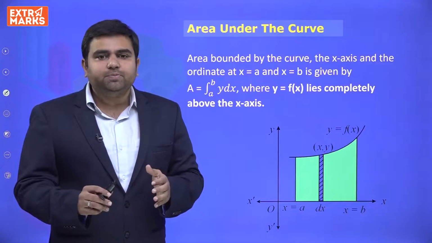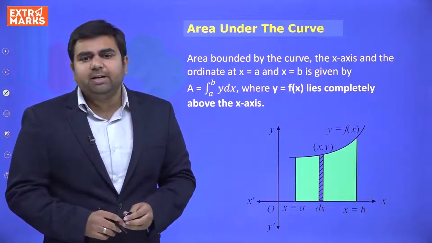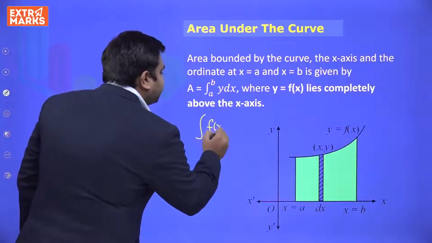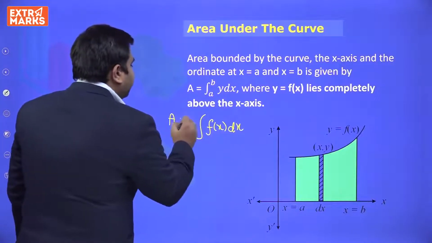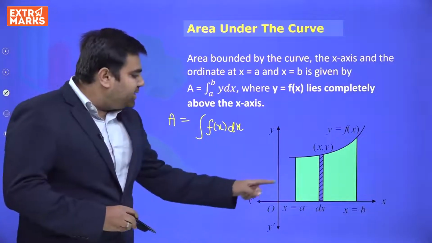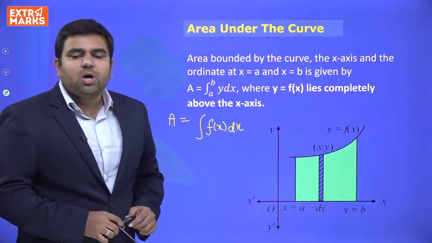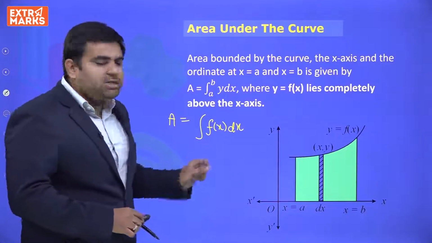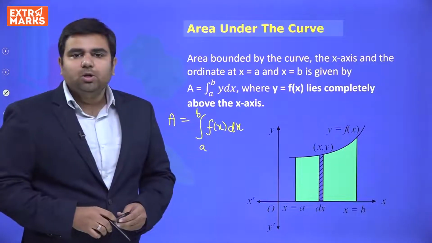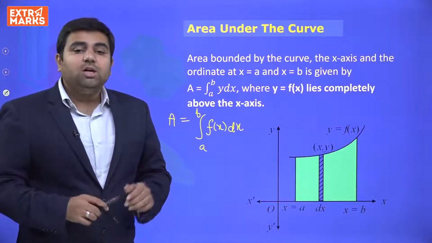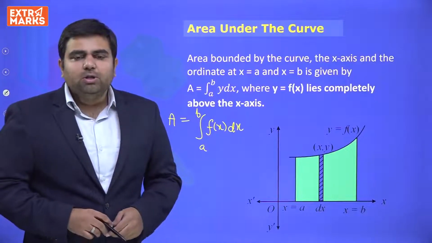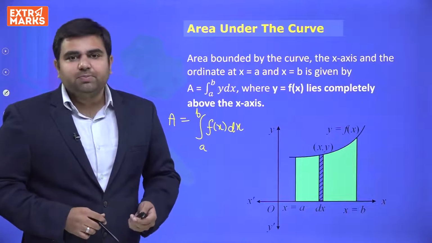This area is the integral of y dx, right? What is y? y is simply f of x, so the integral of f of x dx. Since strictly we want the area between the ordinates x equal to a and x equal to b, I shall integrate y dx, or f of x dx, from x equal to a to x equal to b. So this is the first case, where the curve y equal to f of x lies completely above the x-axis. Let's move to the next case.